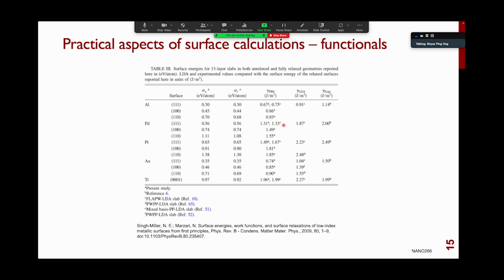Similarly, you can see this for palladium. You also see the same thing for platinum and gold as well, and also titanium. So this is one of those instances where LDA, because of some cancellation of errors, seems to perform better than your PBE functional in terms of reproducing your surface energies. And this is also the reason why today LDA is still being used for surface energy calculations.